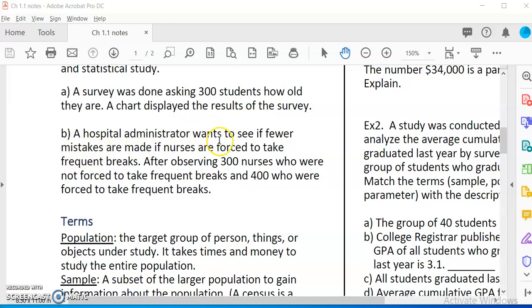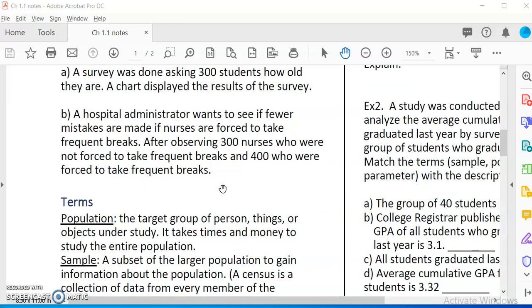B. A hospital administrator wants to see if fewer mistakes are made if nurses are forced to take frequent breaks. After observing 300 nurses who were not forced to take frequent breaks and 400 who were forced to take frequent breaks, the administrator draws a conclusion. So look at this: the administrator collects two groups of data, one from 300 nurses, one from 400 nurses, and is trying to compare if there are fewer mistakes from one versus the other.